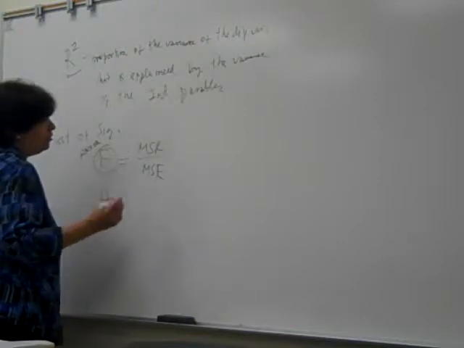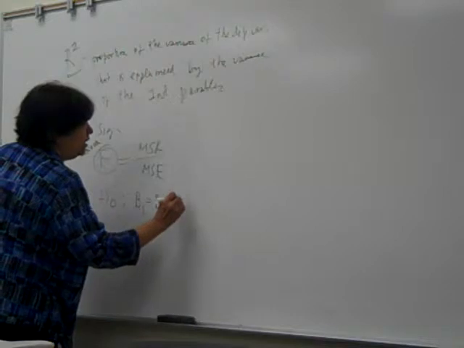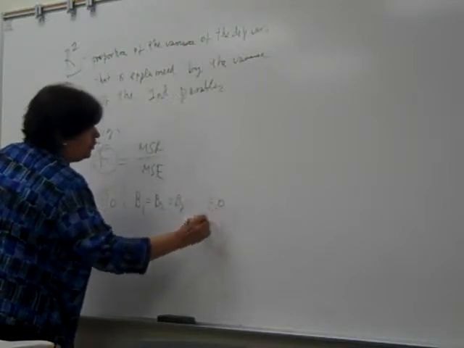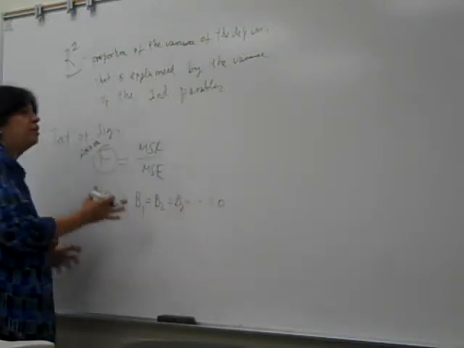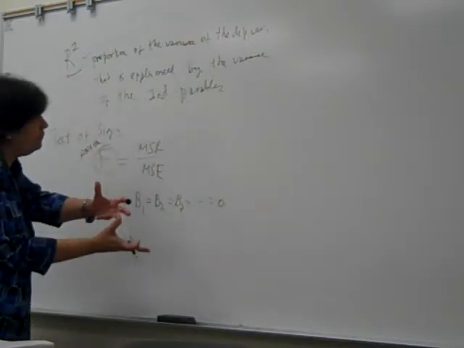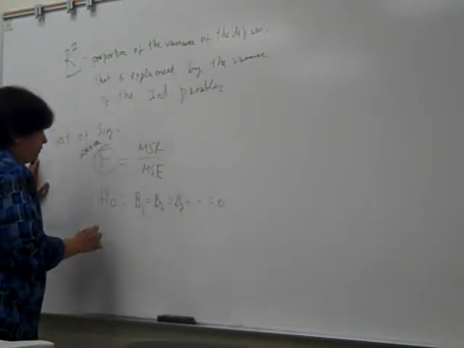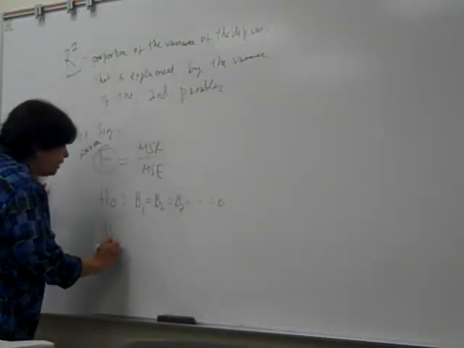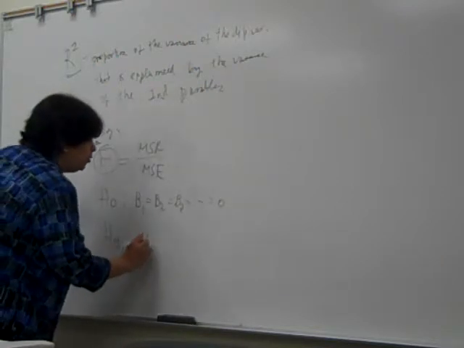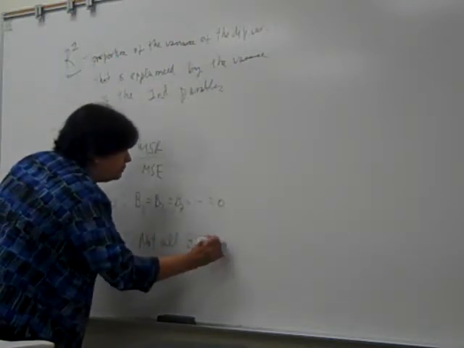My hypothesis is going to say that B1 is equal to B2 is equal to B3 is equal to whatever is equal to 0, so that there is no relationship between the dependent variable and all the independent variables, against my alternative hypothesis that not all B's are 0.